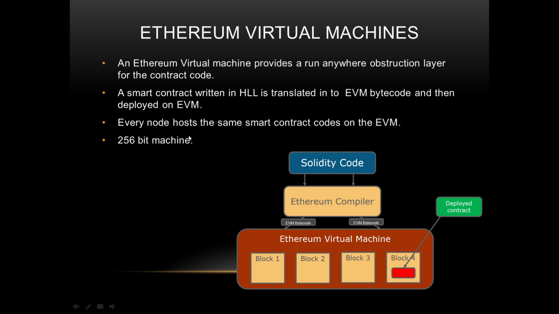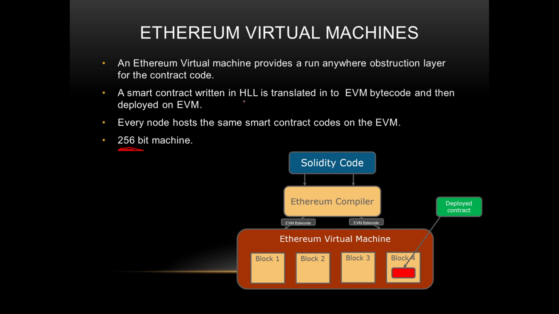So it takes all the computational power of your PC and converts it into a virtual machine which you can use. And the best advantage of it is that it is a 256-bit machine. These days the machines we have are only 64 bits, whereas this Ethereum virtual machine achieves a 256-bit processor.